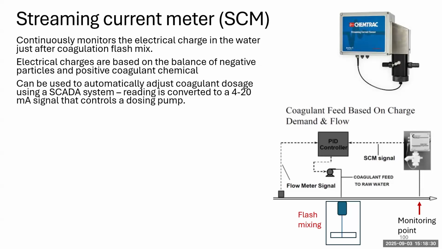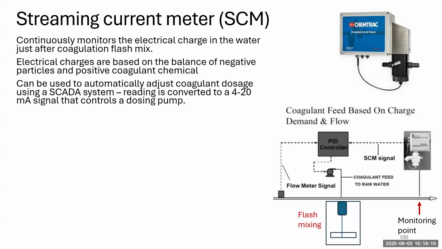There might be some hurdles to go through because there are some things that will cause this to not give you as accurate results. For example, if you're feeding a bunch of lime to adjust pH, that could affect the probe. So the water quality could affect the accuracy of the probe. But basically, the output, if you see at the bottom there, this flow signal controls the coagulant feed, and that is going into the flash mixing process.